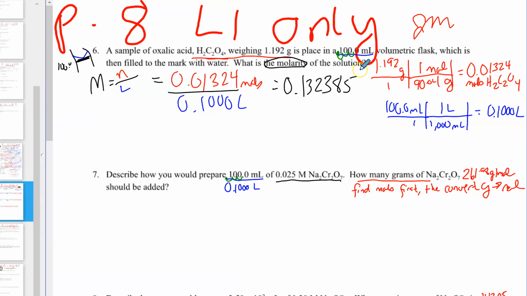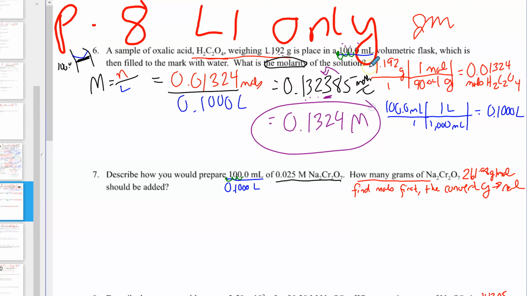That's way too many sig figs. My units right here are moles per liter. Let's look back at how many we actually need: 1, 2, 3, 4 sig figs. Okay, here's my 4th sig fig. Look to the right. That will round up. So we have 0.1324 molar. That's our final answer.